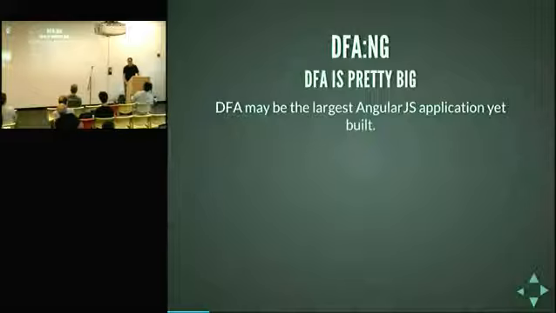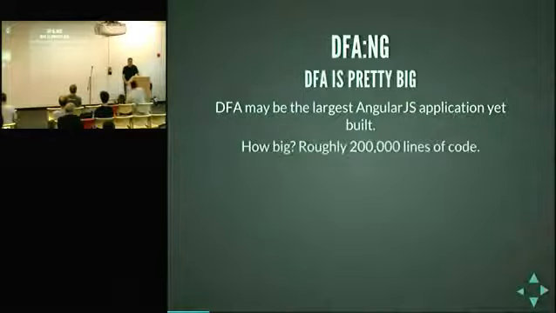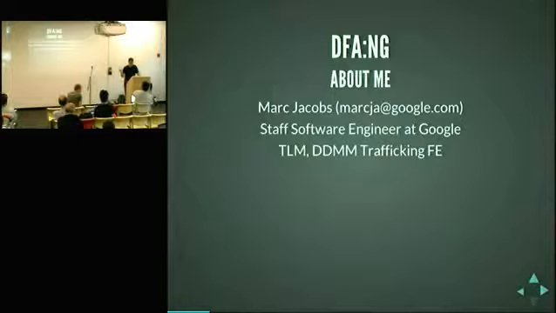So the first thing to point out is that DFA is actually pretty big for an Angular application. We actually think it is probably the largest application built on AngularJS. Just how big? It's about 200,000 lines of code. That is inclusive of views and tests and so forth, but even controllers we have in the number of like 90,000 lines of code. So it's a fairly large application. As I mentioned, I'm at Google. I specifically work on DDMM trafficking front end, and I'll explain that a little bit later as well.